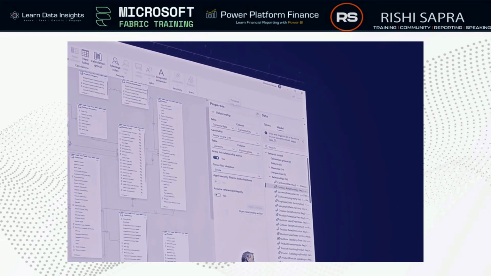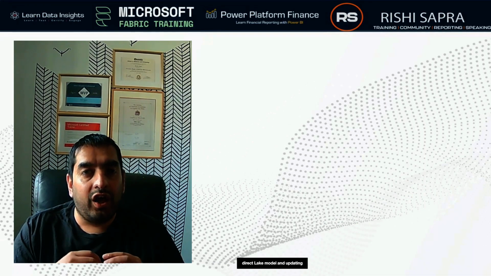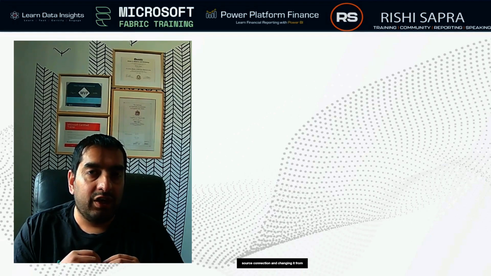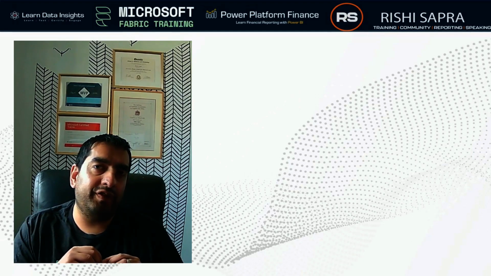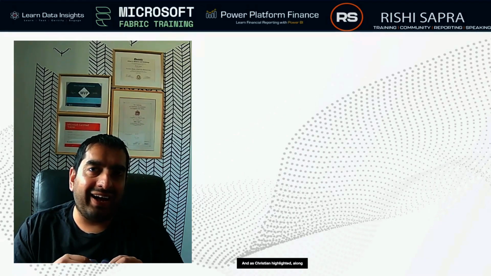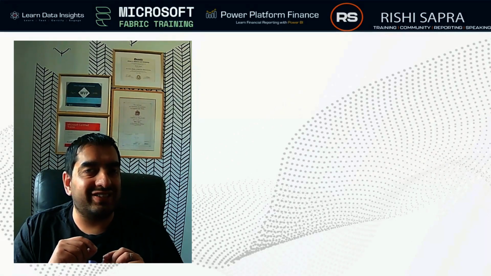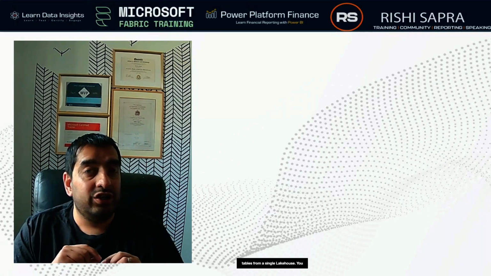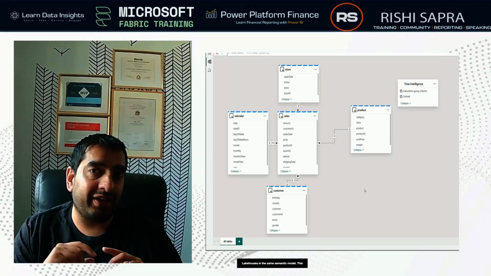All right. Didn't quite capture it in the recording, but what Christian was doing there was taking an existing Direct Lake model and updating the TMDL definition of the data source connection and changing it from the SQL endpoint of a lakehouse to the file path of the lakehouse instead. And as Christian highlighted, along with this, you're no longer restricted to tables from a single lakehouse. You can actually connect to tables from multiple lakehouses in the same semantic model.